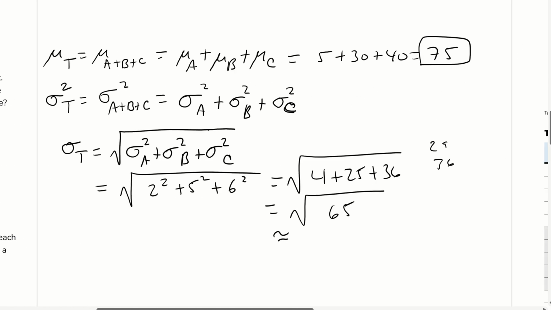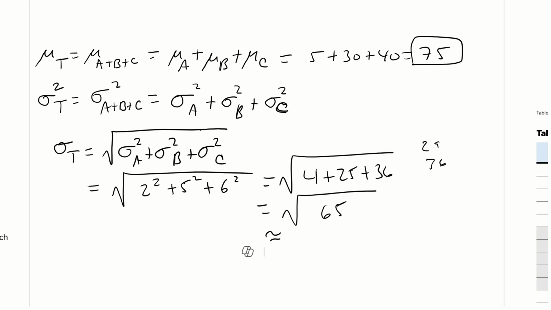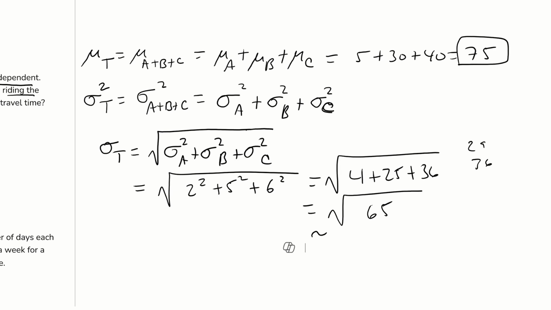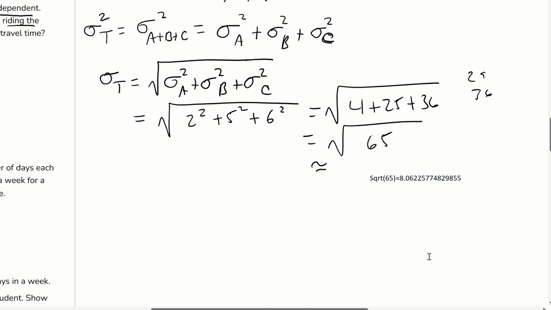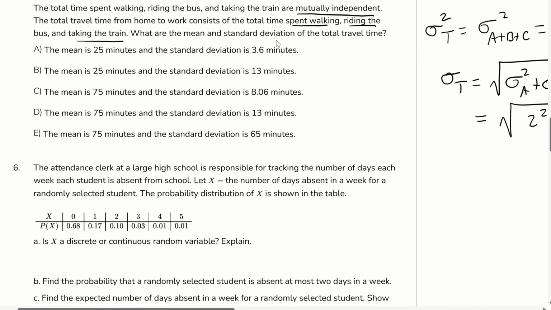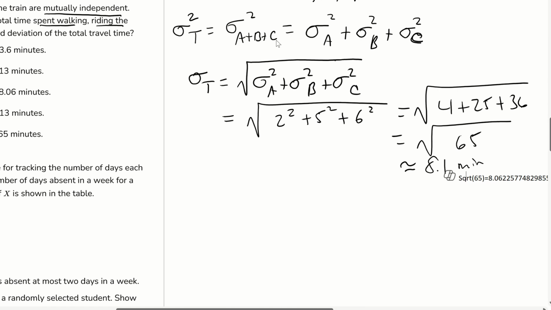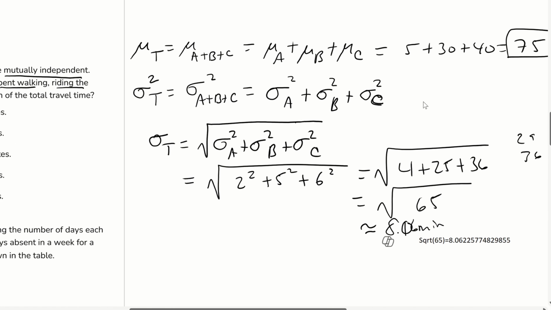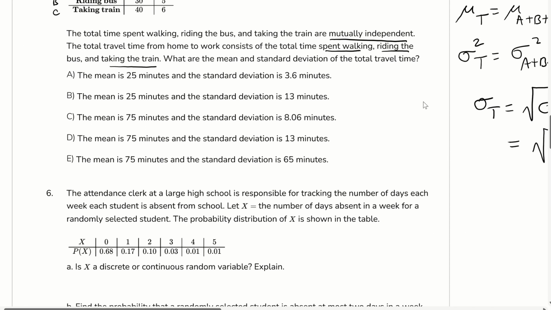And so let's calculate that. So 8 times 8 is 64. So it's going to be pretty close to 8 and some change. So 8 point something, 8.1-ish. So about 8.06 or 8.1 minutes, approximately, if I round it to the nearest tenth. Oh yeah, they got 8.06. So let's do that, 8.06 to the nearest hundredth. Okay, so 8.06 minutes for the standard deviation, and then 75 minutes for the average time. So the answer has to be C.